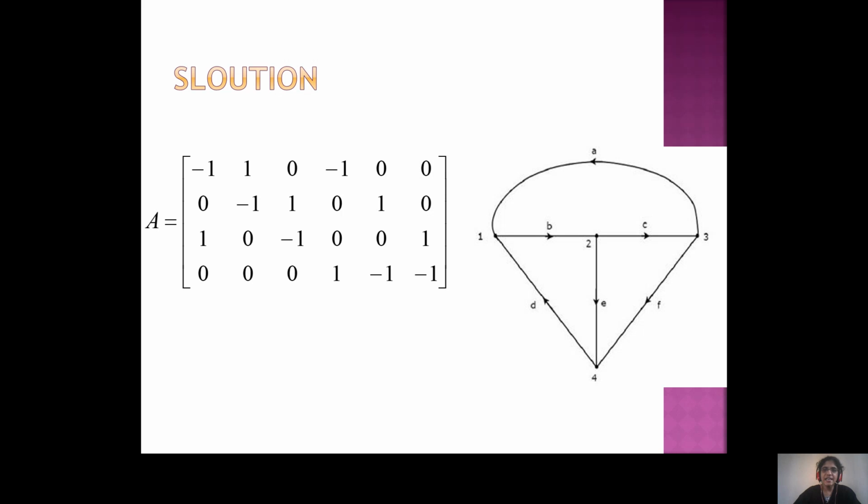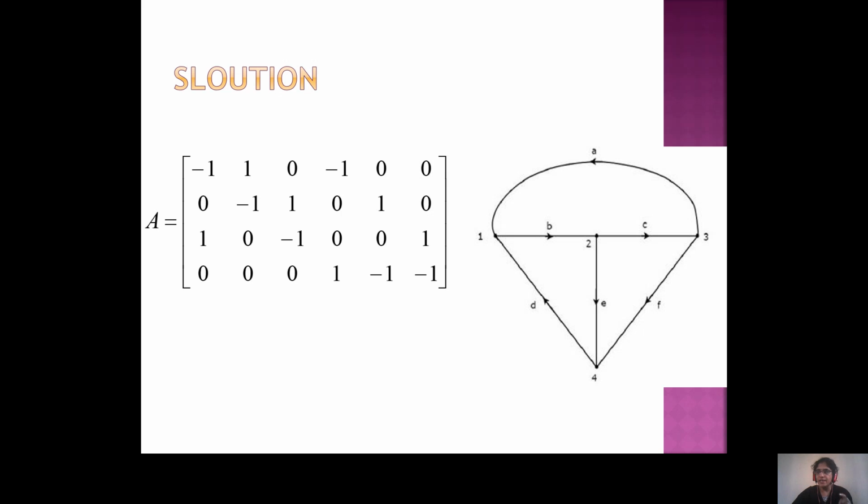Next, for the second node, what are the relationships there? B, C and E are related to the second node. Next, for the third node, what is the relationship? A, C, F. And for the fourth node, what are the branches related? D, E, F. One thing you have to assume is that if a branch is related, the node will be related to that branch.